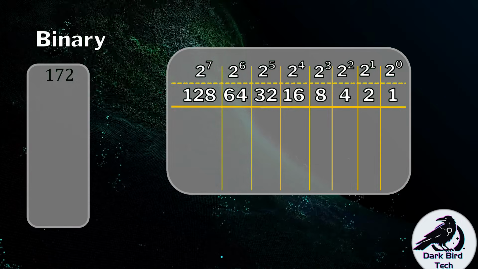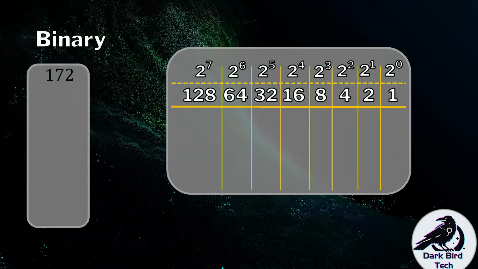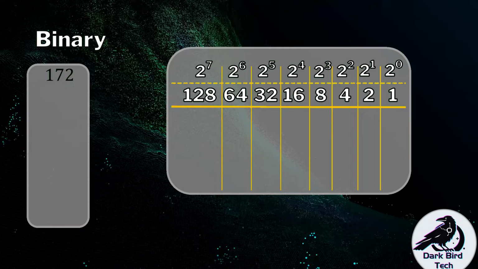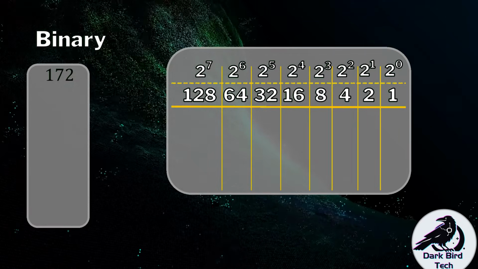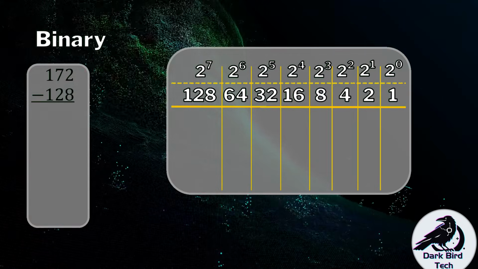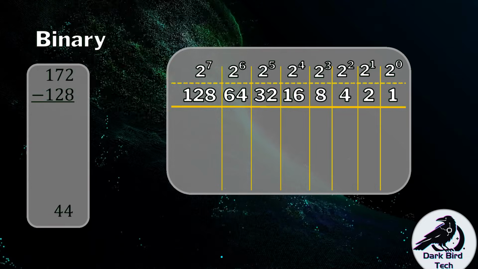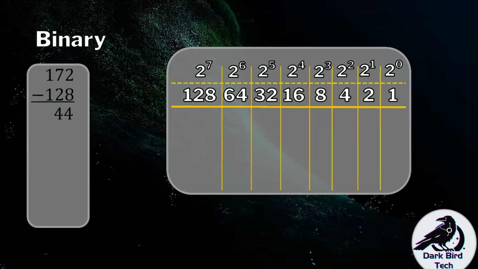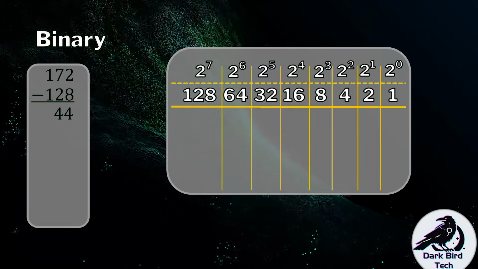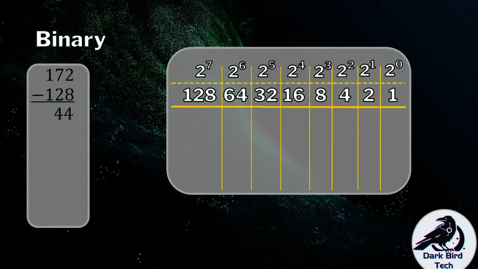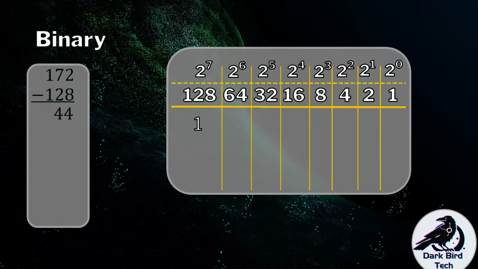So let's play with it, and hopefully that'll start making a bit of sense to you with what I just said. So if I take 172, I could subtract 128 from it. And that should leave me with a value of 44. So, okay, I'm not at 0 yet, but I'm very close to it now. So I'm going to put a 1 under the 128 column, because obviously I'm going to use that.